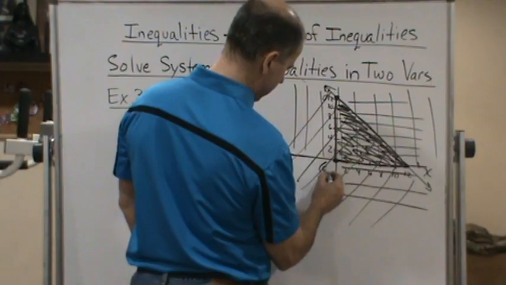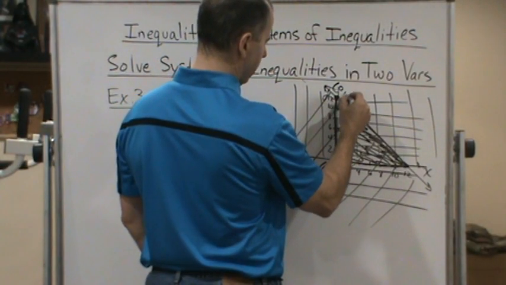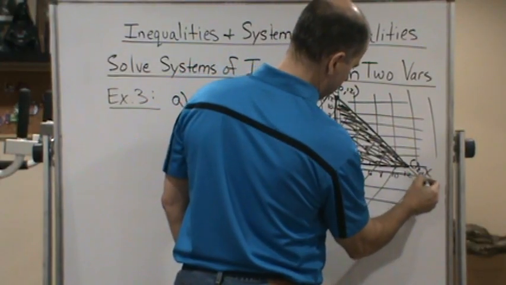And the points are easy in this case. The corner points are going to be 0, 0, 0, 12, and 12, comma 0.